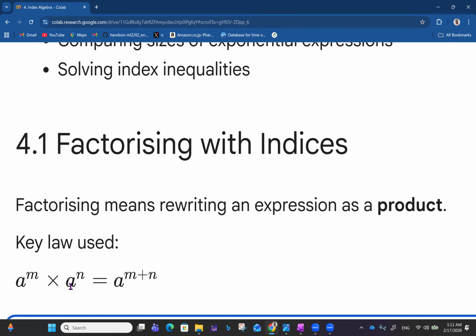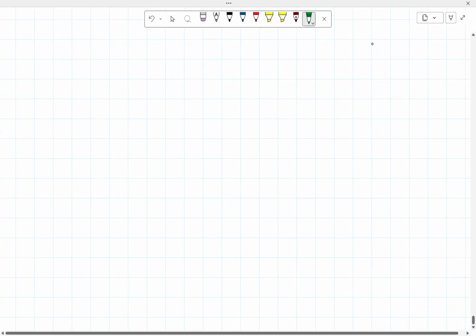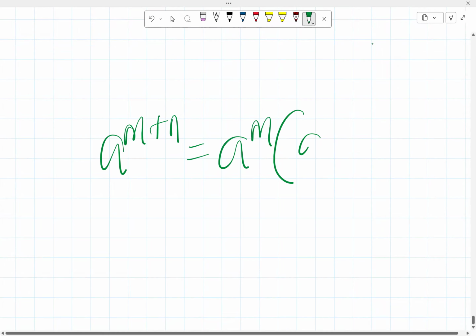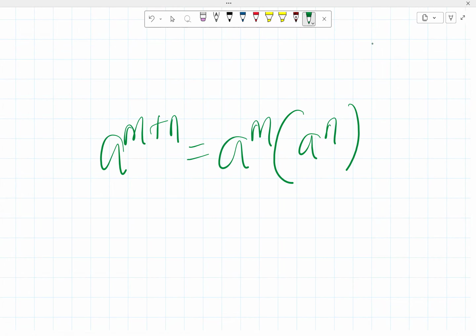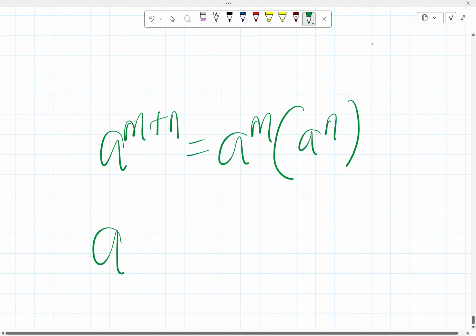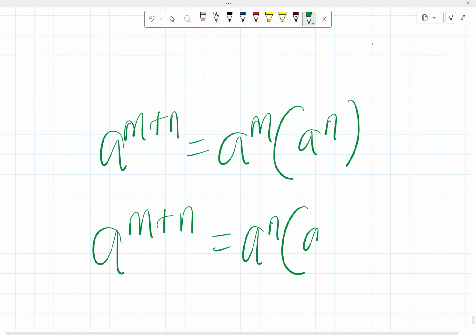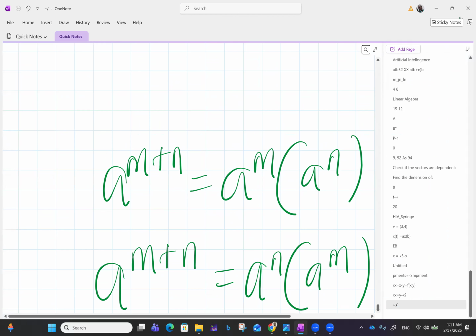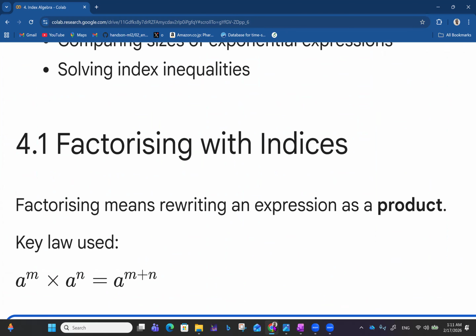Because technically, if we have a raised power m plus n, we can write it as a raised power m into a raised power n. It's some kind of factorization, if you like. In the same way, a raised power m plus n, we can write it as a raised power n into a raised power m. It is still some kind of factorization. And that's the idea we are going to apply as we talk about factorizing with indices.